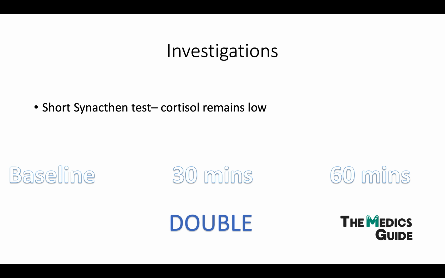adrenal insufficiency. Now, there may be some electrolyte abnormalities, so things like hyperkalemia, hyponatremia, even hypoglycemia and metabolic acidosis can all be seen sometimes.